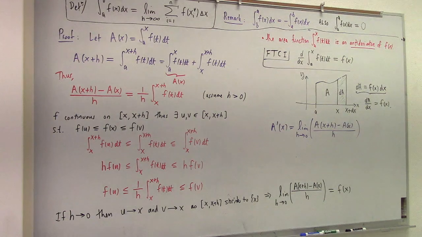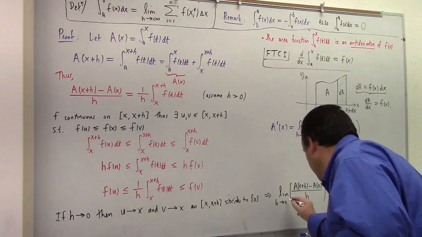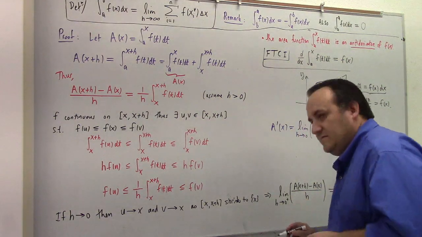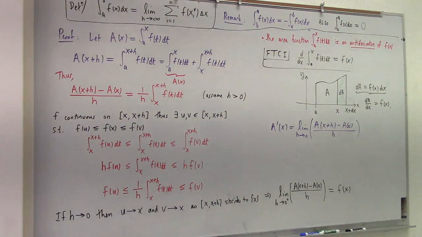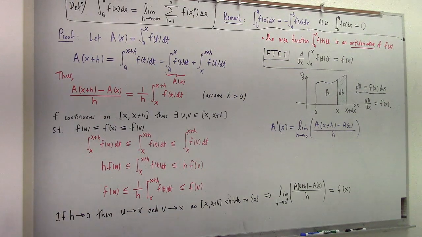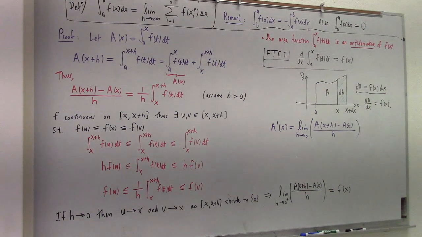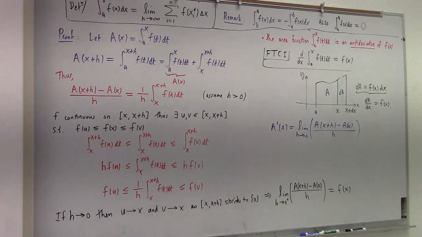Now, to be fussy, I've only proved it for the positive h, the right limit. And you can go through and make a similar argument for h being negative. All right? So there you go. That's almost the whole proof of the fundamental theorem of calculus, part 1.